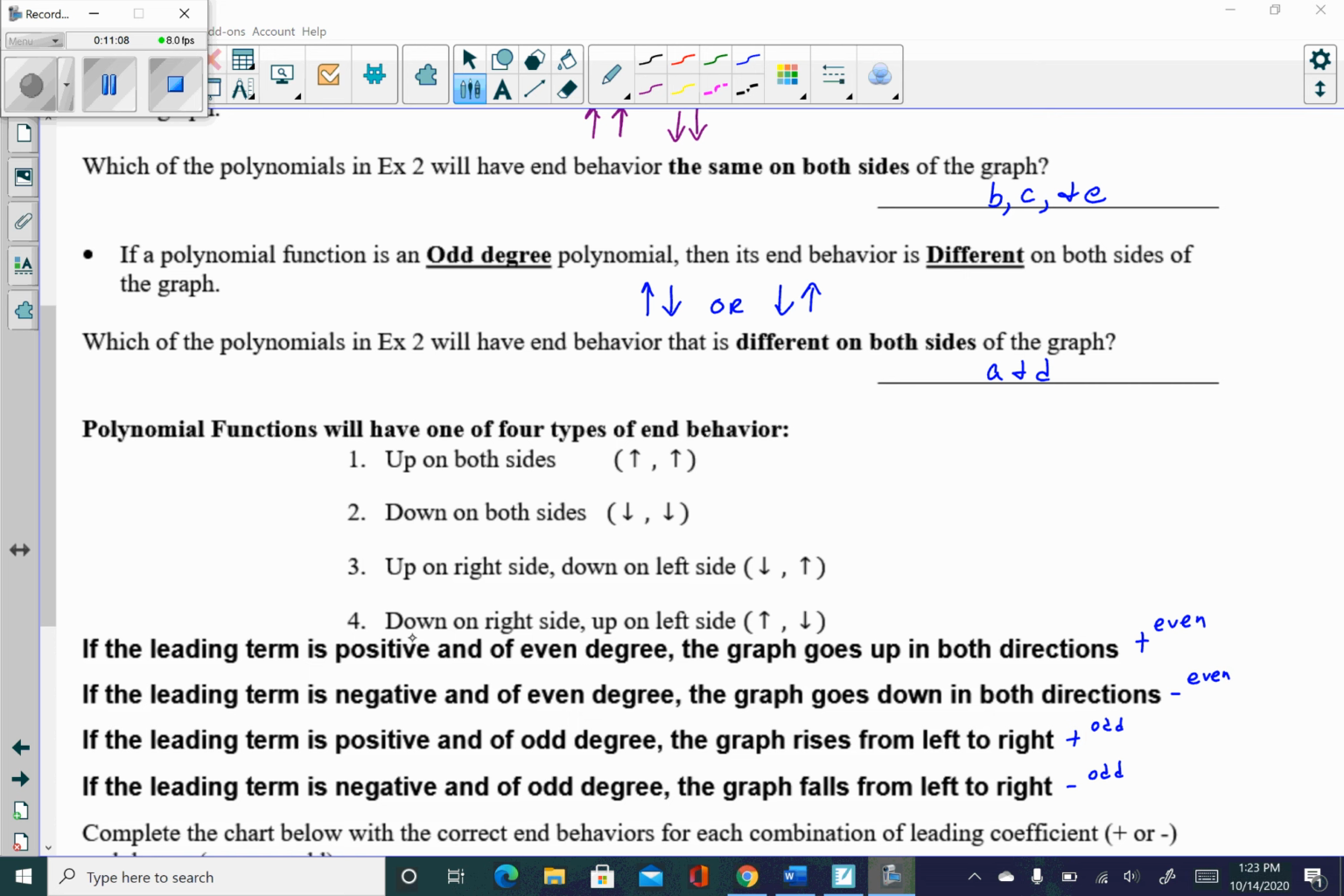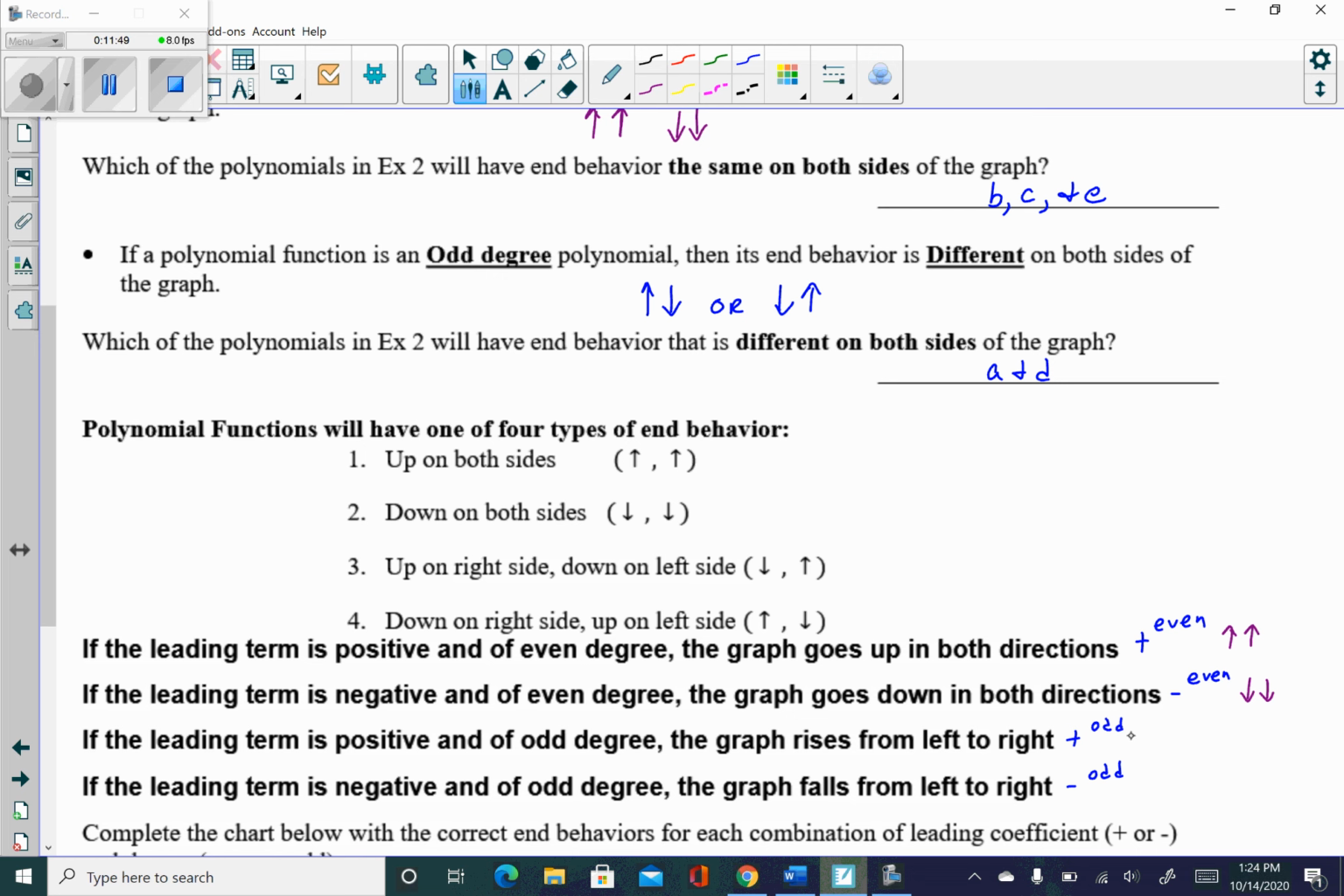Below that, I look at it a little differently. If your leading term is positive and it's raised to an even power, then your graph will go up in both directions. So what that looks like is up, up. If your leading term is negative and it's an even degree, so a negative raised to an even power, then your end behavior goes down in both directions, so down, down. So with even behavior, you're always going in the same direction, and if it's positive, you go up, if it's negative, you go down. So that's hopefully very intuitive for you.